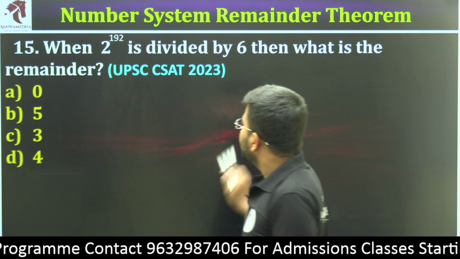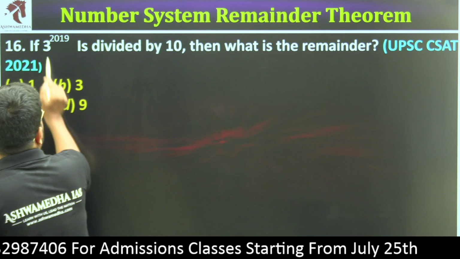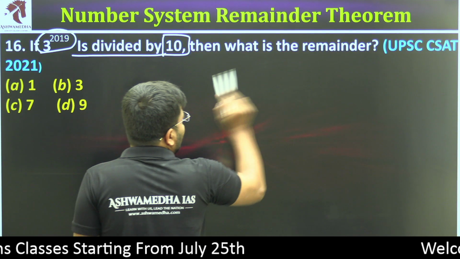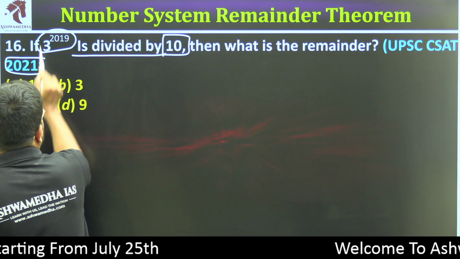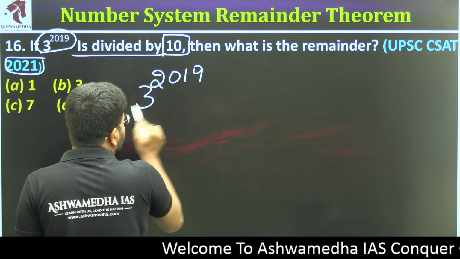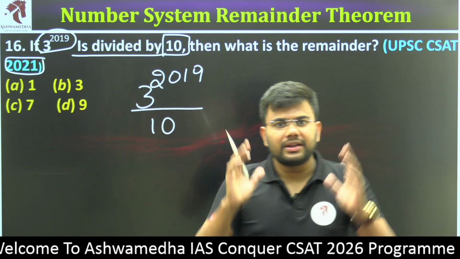Going for the next question, that is 3 power 2019 is divided by 10. Then what is the remainder? This was asked in 2021. Now 3 power 2019 divided by 10. Look here. You should be very smart enough.